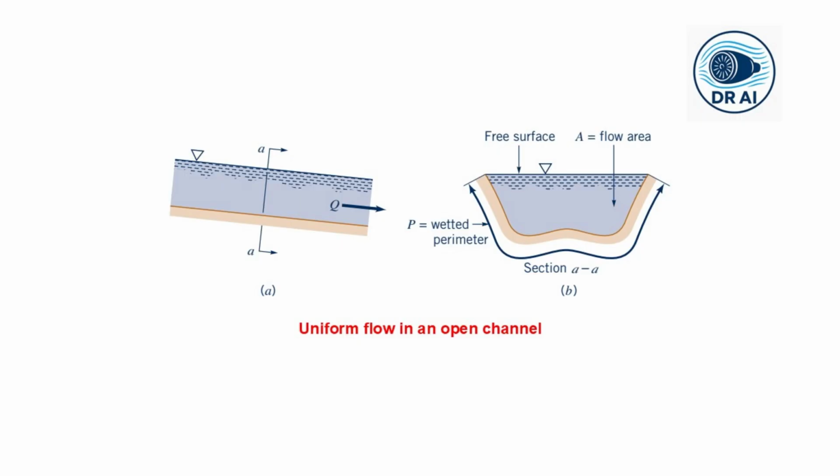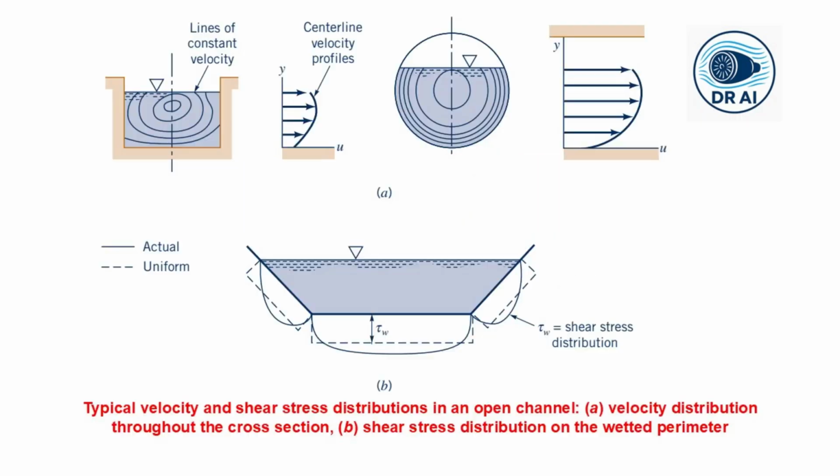The first, the driving force, is the component of the fluid's weight that is pulling it downhill. If the channel has a small bottom slope S naught, the weight component down the slope is W sine theta, which for small slopes is approximately W times S naught, where we assume that the sine of theta is approximately equal to theta.